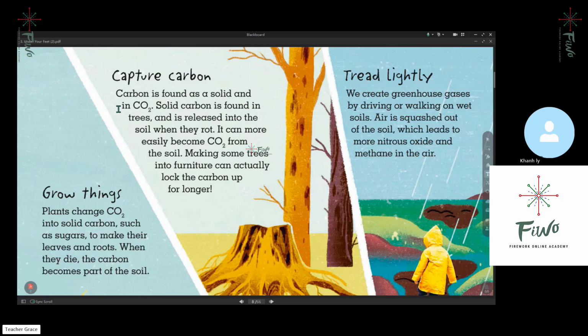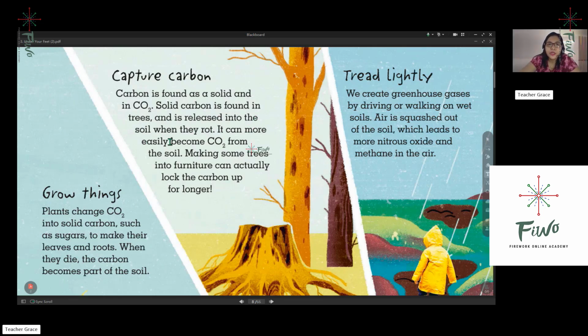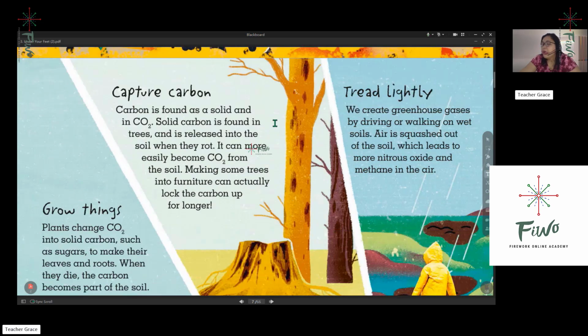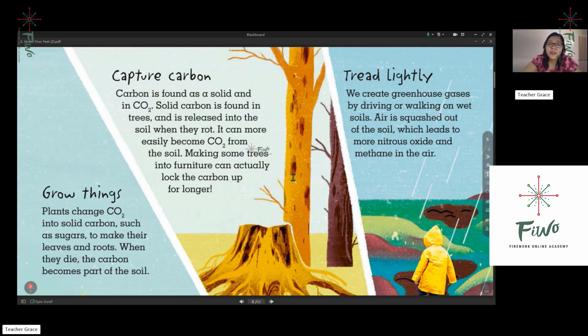Okay, all right. So capture carbon. Again, carbon is found as a solid and in carbon dioxide. So solid carbon is found in trees and is released into the soil when they rot. So it can more easily become carbon dioxide from the soil. So making some trees into furniture can actually lock the carbon up for longer. So this is the reason, Lee, why illegal logging or illegal cutting of trees is not allowed. So that is prohibited by our government, right?